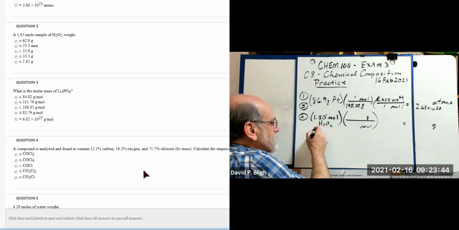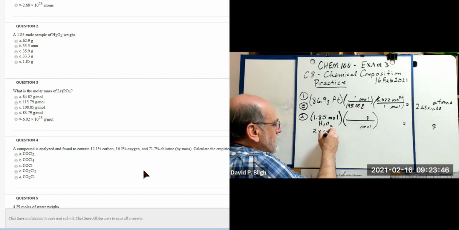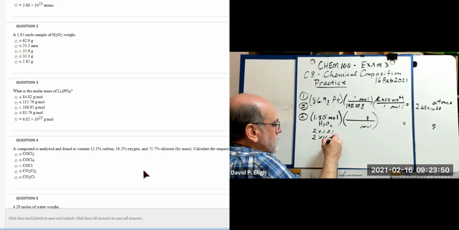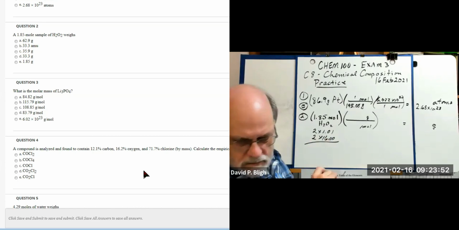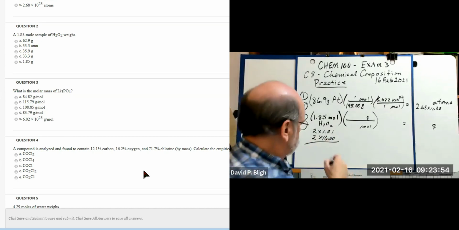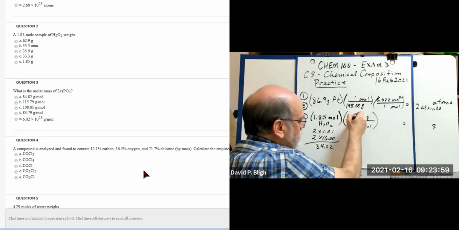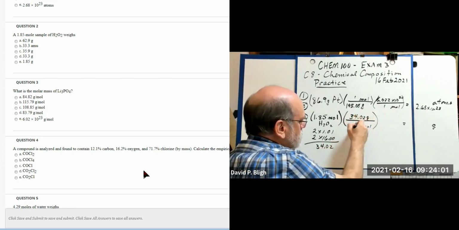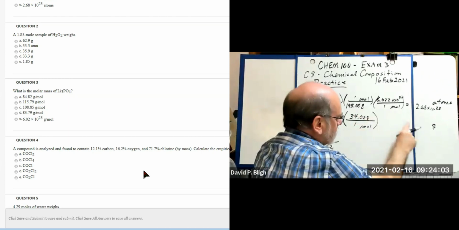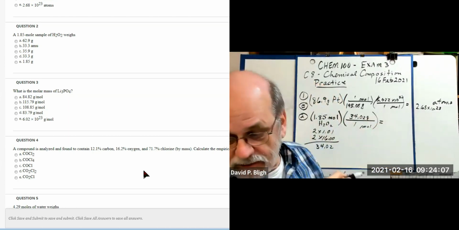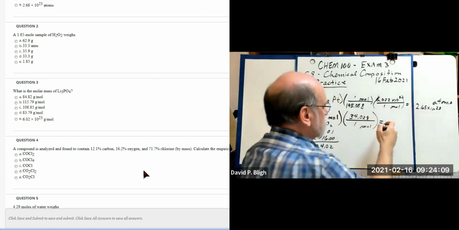So for 2 hydrogens, and 2 oxygens, we get, let's see, 34.02. So it's 34.02 grams per mole. And that's why the answer is 62.9.